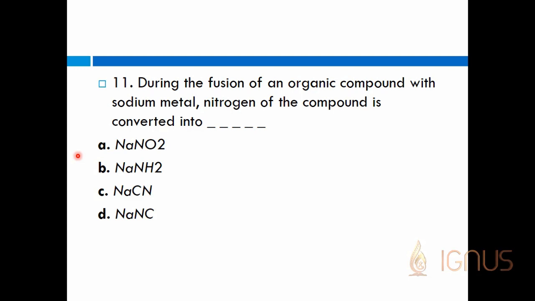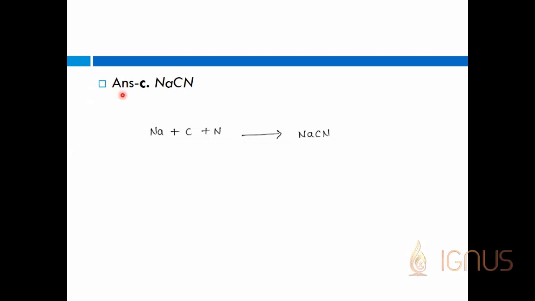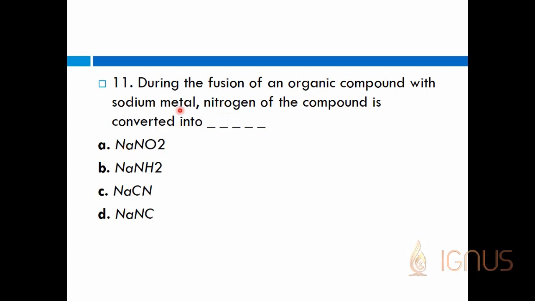Let us discuss the solution. Answer is option C, sodium cyanide. Fusion test is nothing but here the organic compound is taken with sodium in a fusion tube and you will be heating that tube. Now they are asking, during that process, what happens to the nitrogen present in the compound. If your compound is having nitrogen, it will be converted into which compound?